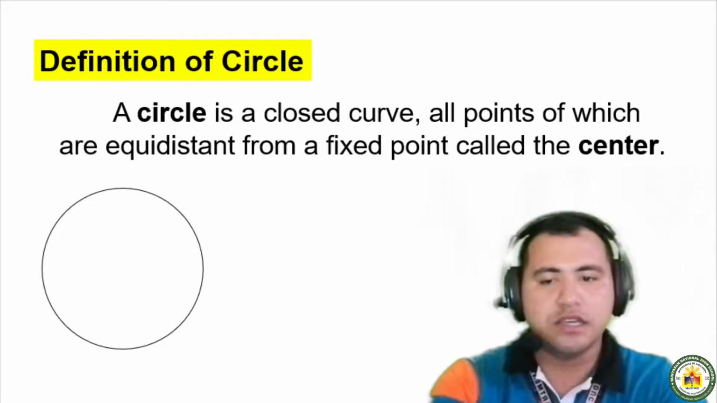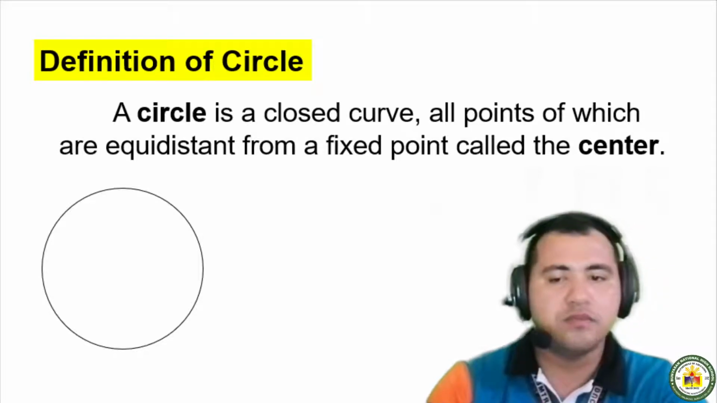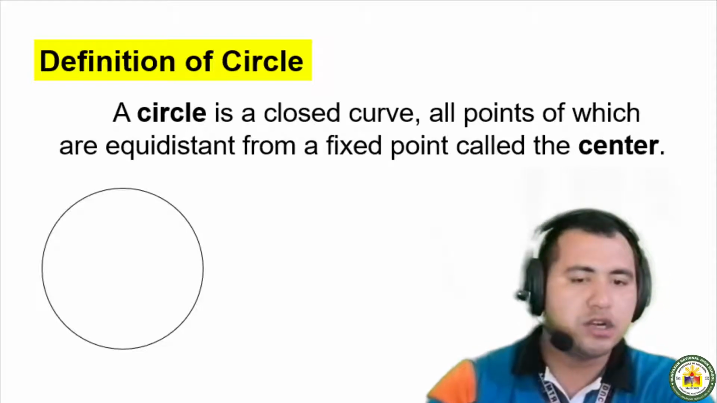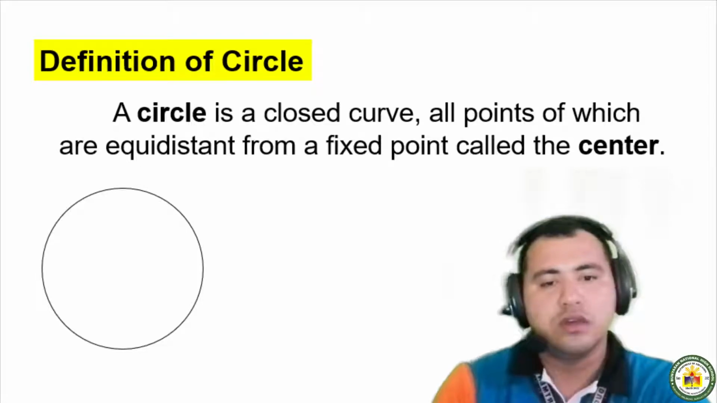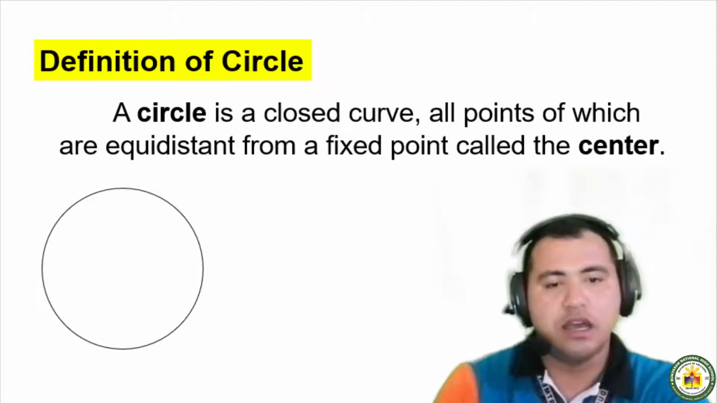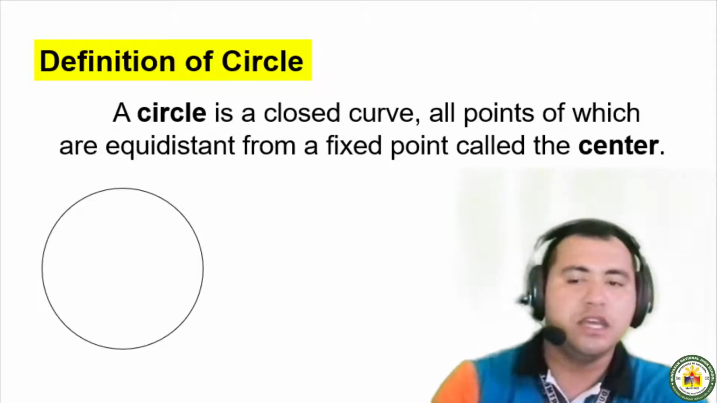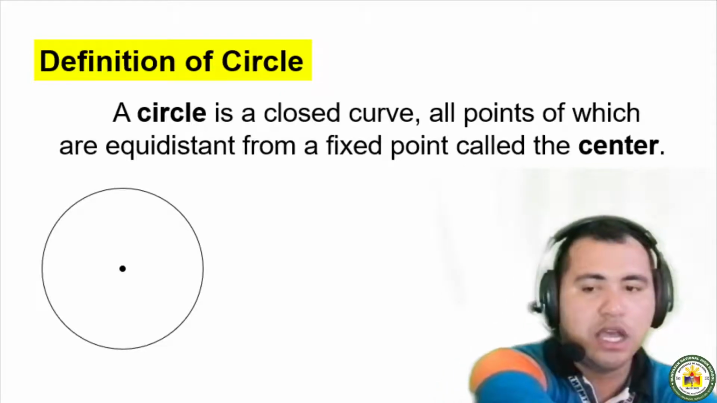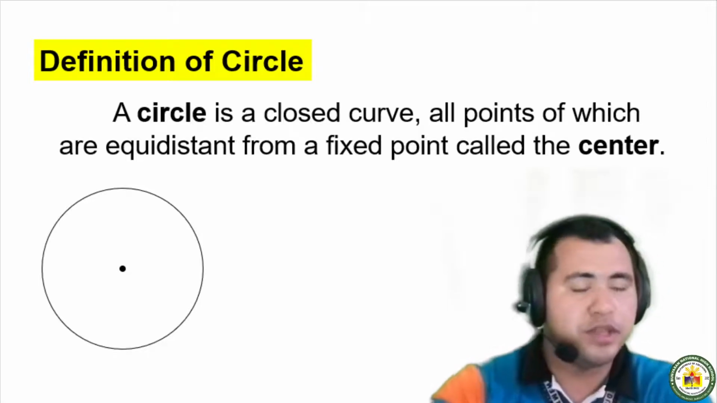A circle is a closed curve, all points of which are equidistant from a fixed point called the center. So sa circle, usa ka closed curve. So sarado siya. So usa ka kurba nga sarado. It is a closed curve. Diin ko no, doon na siya gitawag nga center. And the center of the circle is a point.